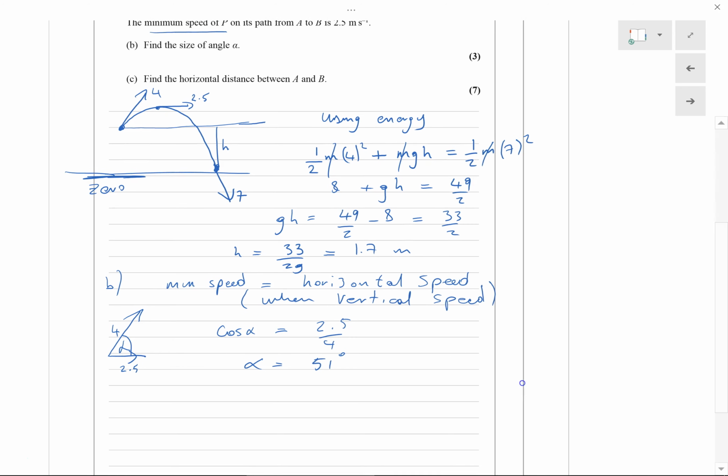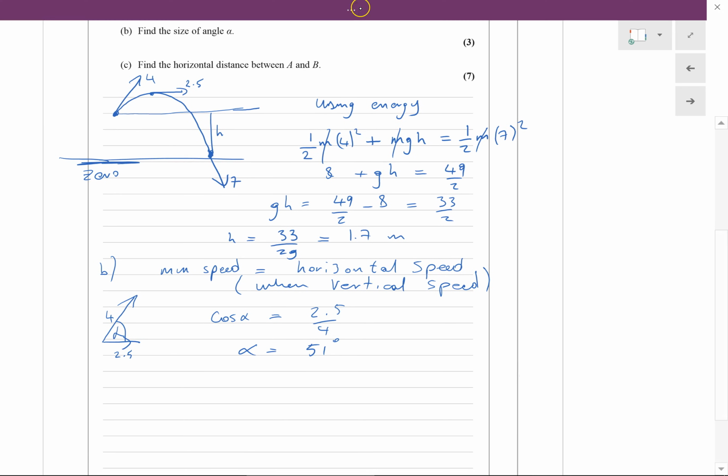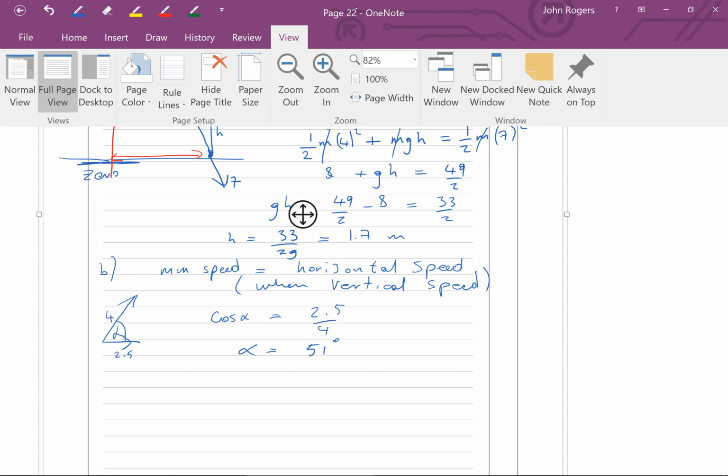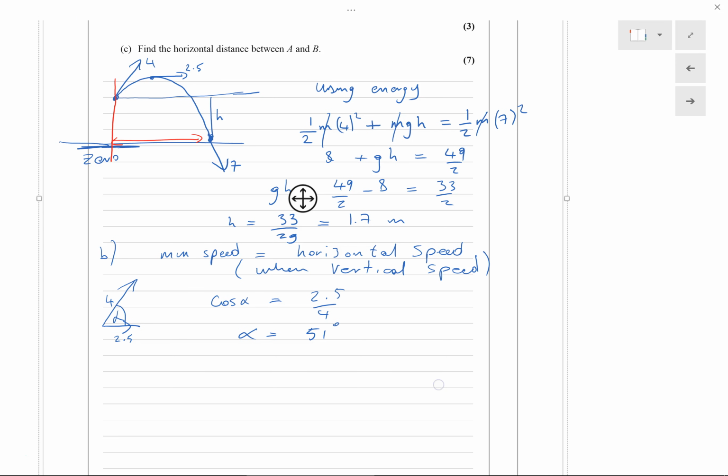Question B done. Now what the question is looking for is the horizontal distance between A and B. Okay. So I think we're going to need to work out the time taken, and then once we've worked out the time taken, we can just times that by 2.5, which is the horizontal speed, and then it should all work out. So let's just, well, there's a variety of ways of approaching this. Well, let's look at it.